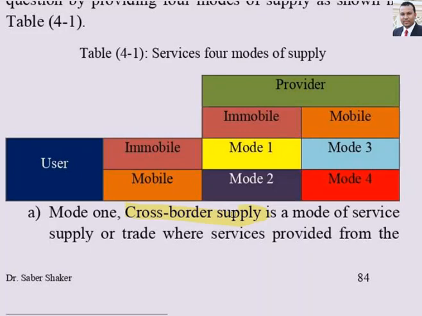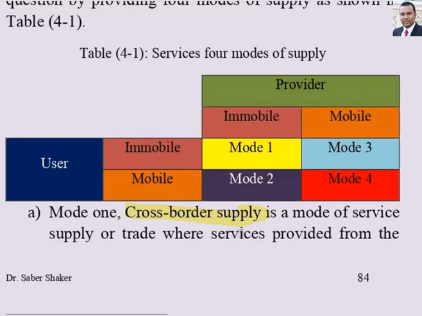So my question now: the provider is in his country, the consumer or user is in his country, how can we export or import a service? By technology. Give me an example related to banking. Suppose you are an Egyptian resident and live in Egypt. You access the website of Bank of America to make a deposit, to open a bank account, anyway. So in this case, we talk about cross-border supply, or mode number 1.